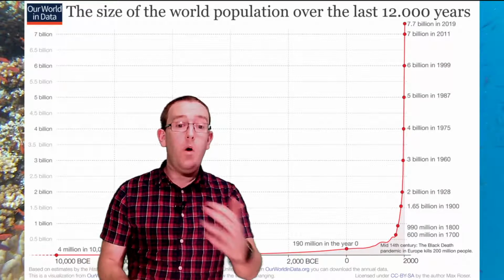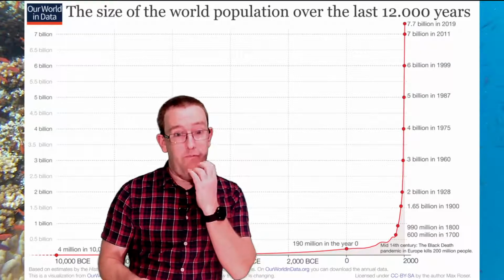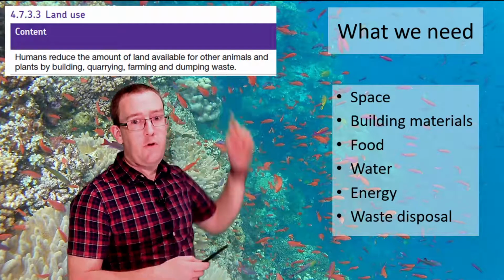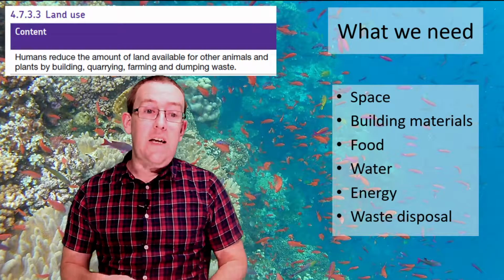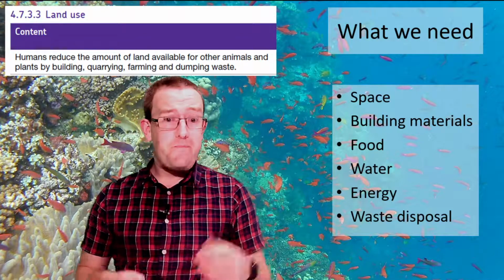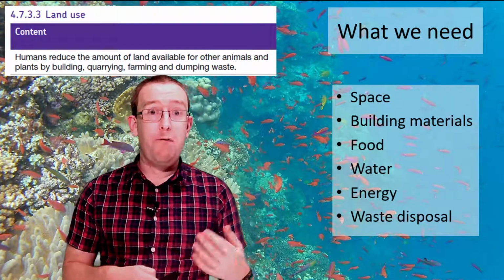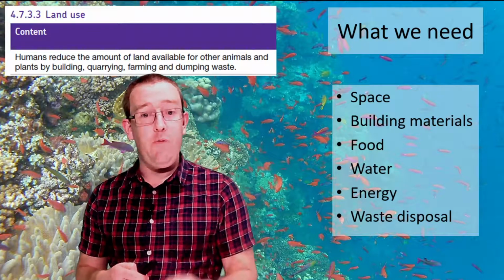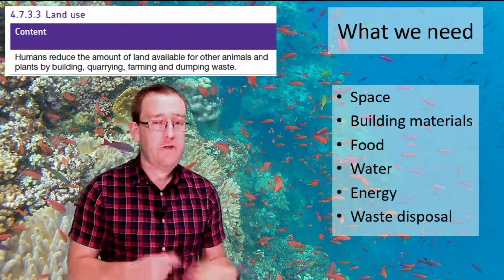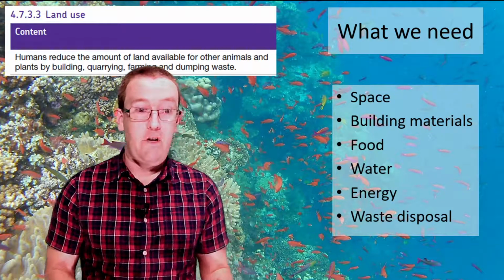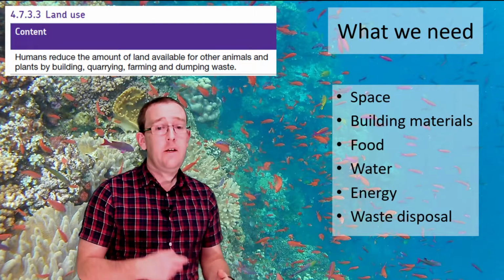Why is that, and why is that a problem? That's basically what we're trying to answer here. This is taken directly from your syllabus. What is it that humans need from their environment? Well, of course we need space to live. We need building materials to make stuff from, we need food, we need water, energy is a massive one, and we need somewhere to put our rubbish. And obviously every extra person is an extra set of all of that.